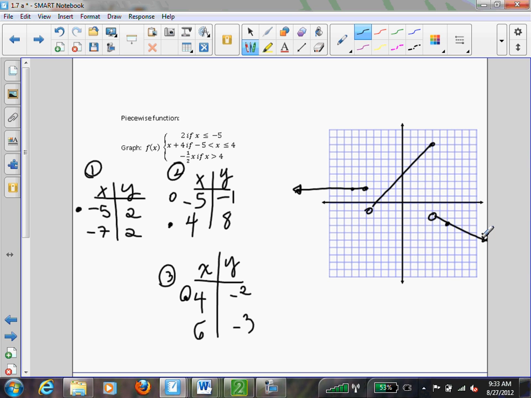So what did you do with this one? Would it be negative 5 equals 2? So if x is negative 5, my y is 2. If x is negative 7, my y is 2. If x is negative 8, my y is 2. Does that make sense?